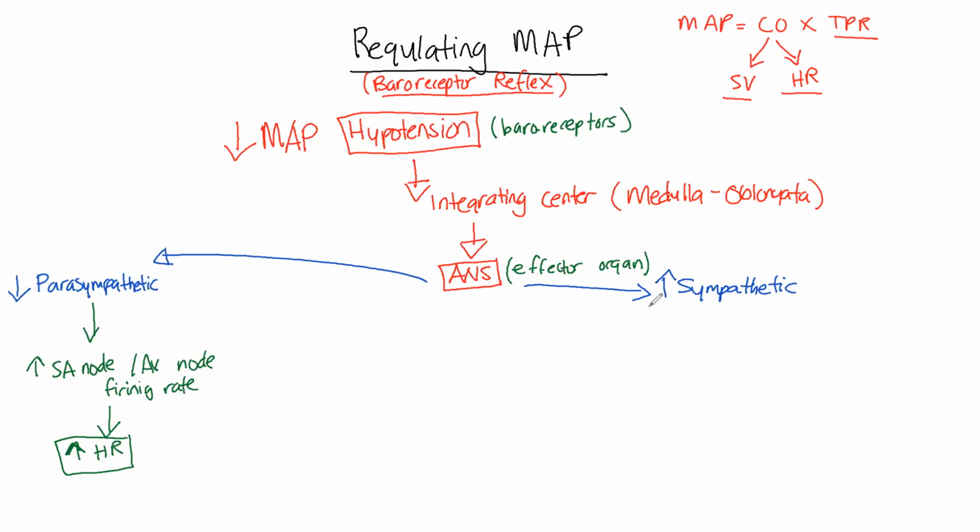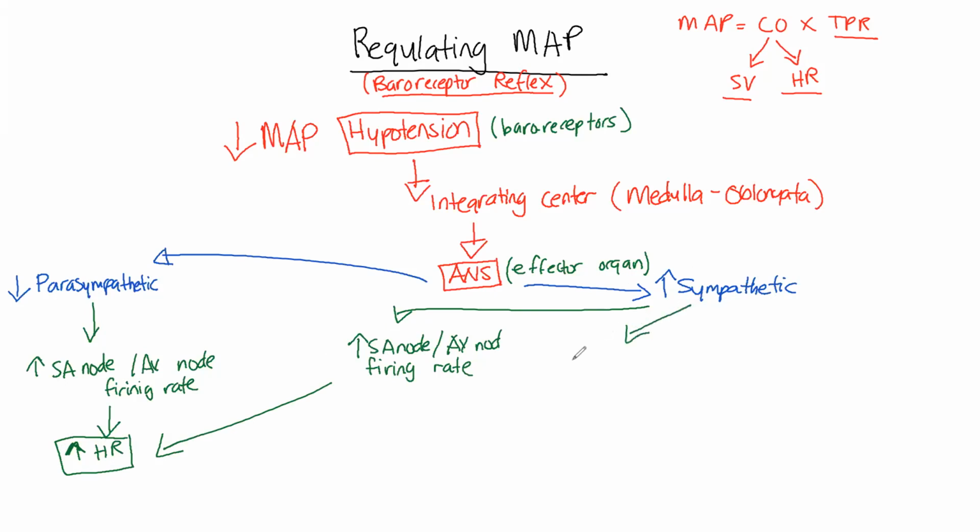Okay, so it's going to cause the SA node and AV node firing rate to increase as well. And that would work in concert with this, right? So toning down parasympathetic and toning up sympathetic both have the same response, increasing the firing rate of our pacemaker cells there and causing an increase in heart rate, okay? Now, the other three components of the sympathetic nervous system, one had to do with the contractile cells in the heart. So we're going to increase the ventricular contractility.